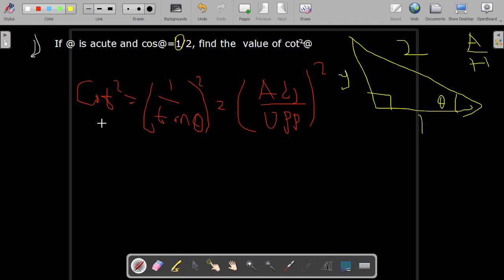So how do we solve it? Make use of the Pythagoras theorem by saying the hypotenuse square, which is 2 square, is equal to the opposite square, which is y square, plus 1 square.